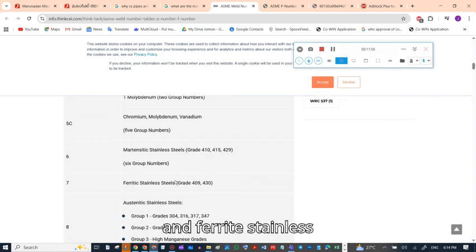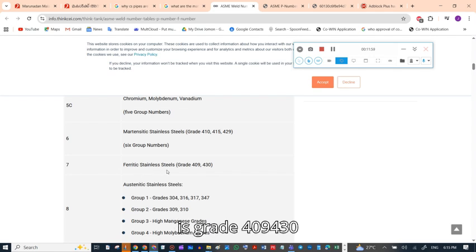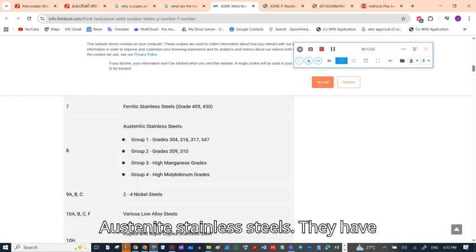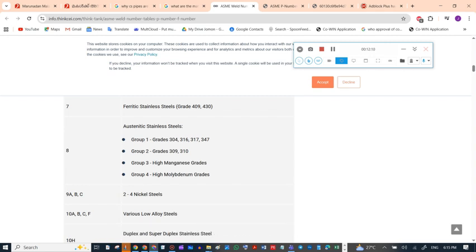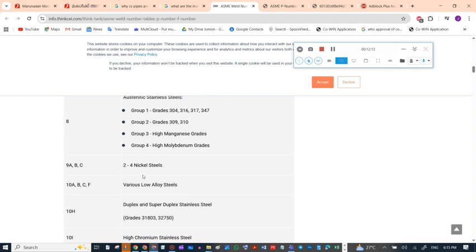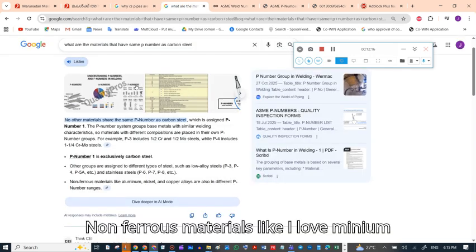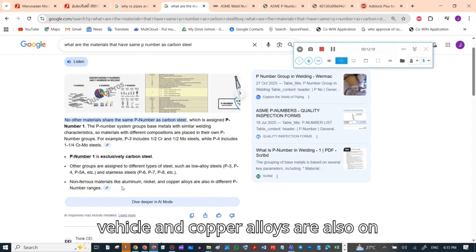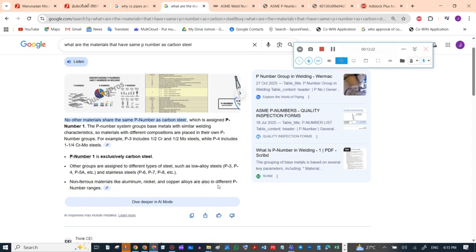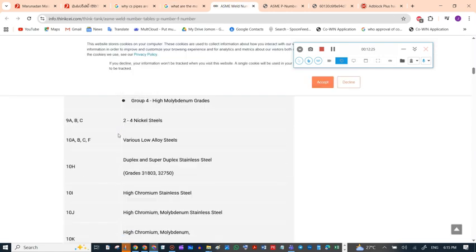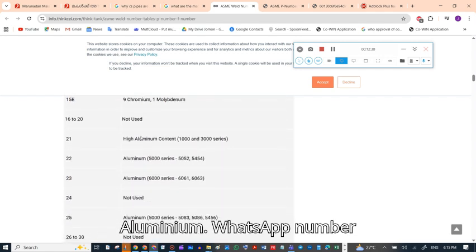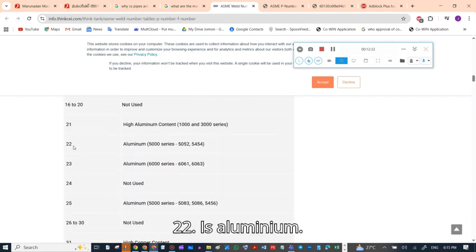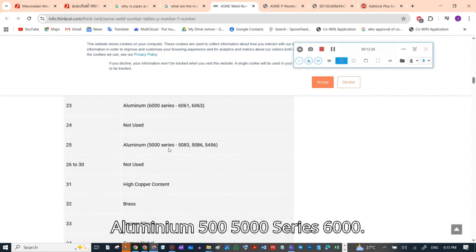And ferritic stainless steels, grades 409, 430, etc. Then austenitic stainless steels have group numbers 1, 2, 3, and 4. Non-ferrous materials like aluminium, nickel, and copper alloys are also in different P number ranges. So P number 22 is aluminium: aluminium 5000 series, 6000.